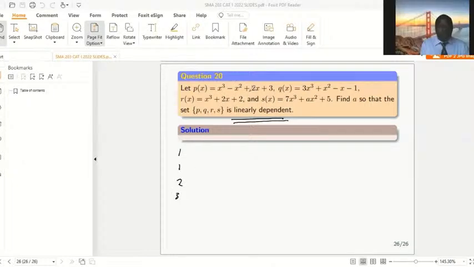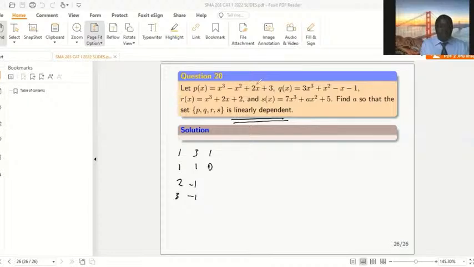1, -1, 2, 3. This one is 3, 2, 3, 1. This is -1, -1. And this is 1, 2. No, not 2. There's no x square, so it's a 0.